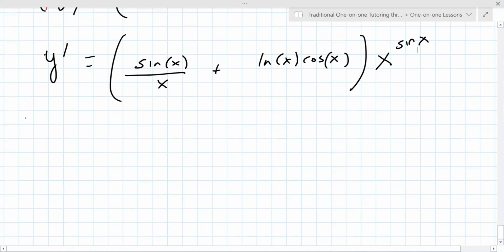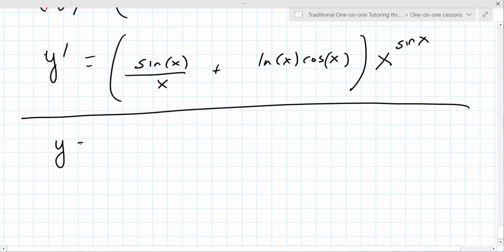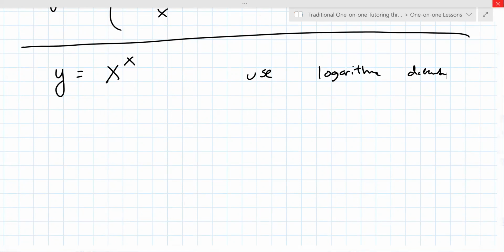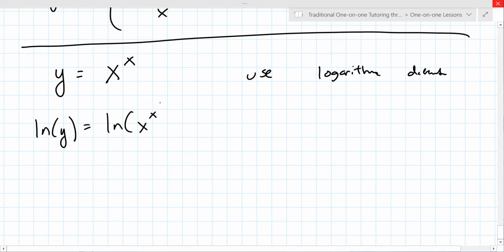So the easier one, and this may be your test question, is y equals x to the x. And it'll say you find the derivative, but it might say use logarithmic differentiation, because that's what it says in your notes. I don't know how to say that word. Differentiation, it just means take the ln of both sides and go from there.